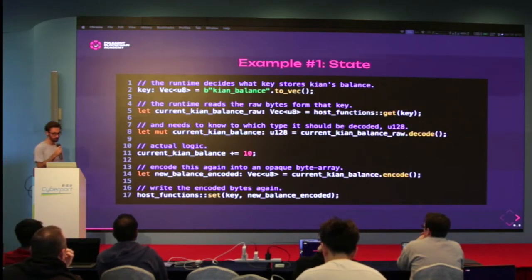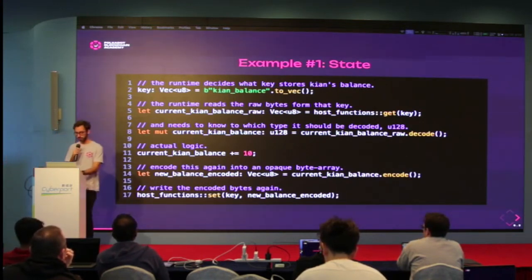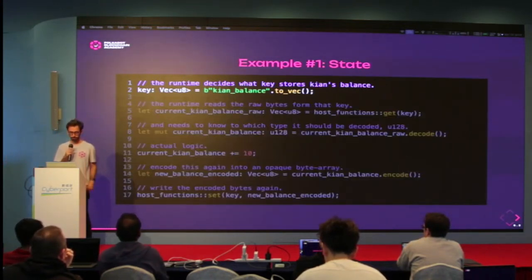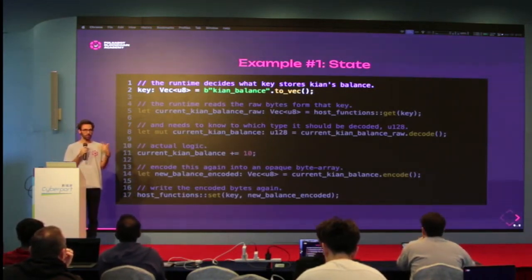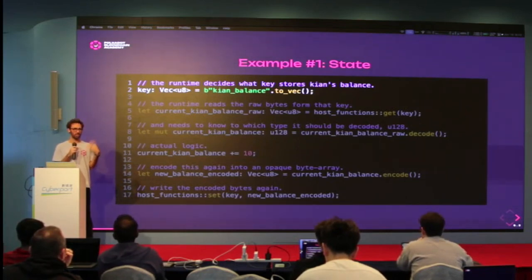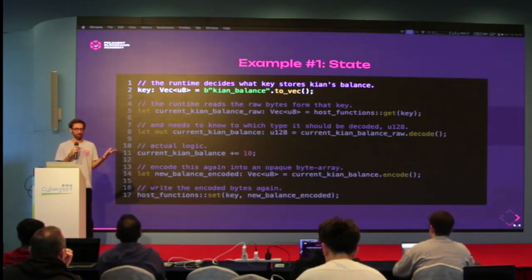So hopefully this one is fairly understandable. Let's start and go through it step by step. The first detail here is that it's the runtime that knows at which location in my state, at which key, for example, Kian's balance is stored.